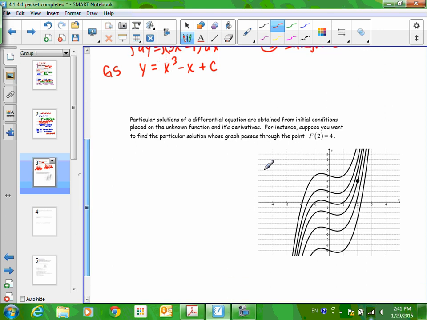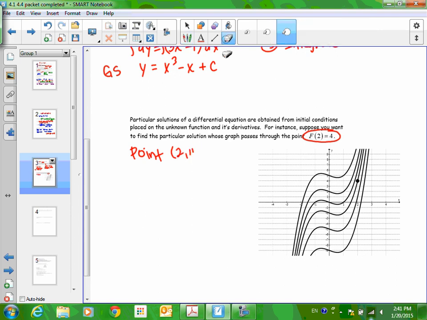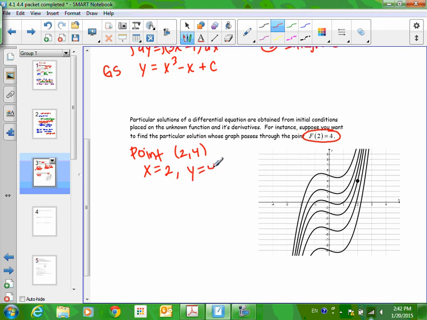Okay, so I want you to look at the solution curve that contains the point f of 2 equals 4. Another way to write this would be the point 2, comma 4. An even more outright way to write this would be x equals 2, y equals 4. Okay? All of these things are what we're going to call an initial condition. An initial condition could look like f of 2 equals 4. It could be the point 2, 4. It could even say x equals 2, y equals 4.